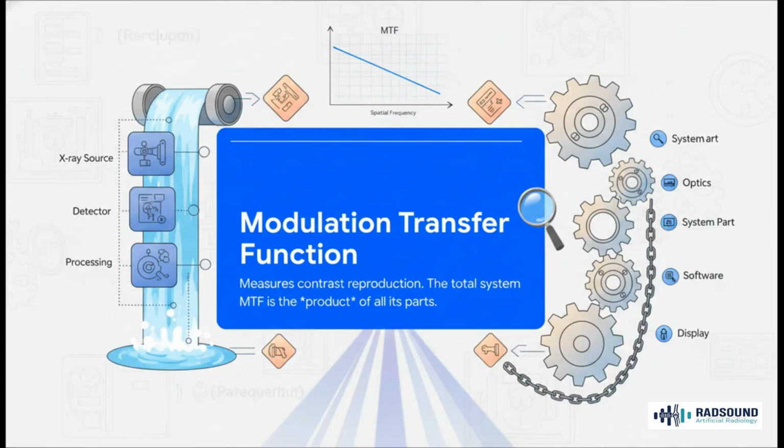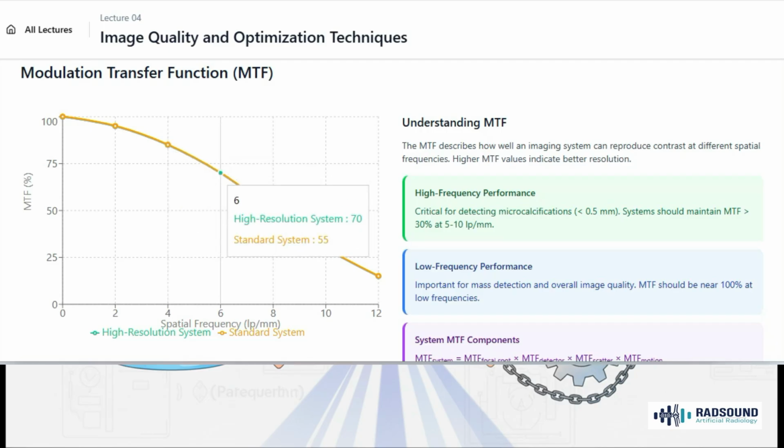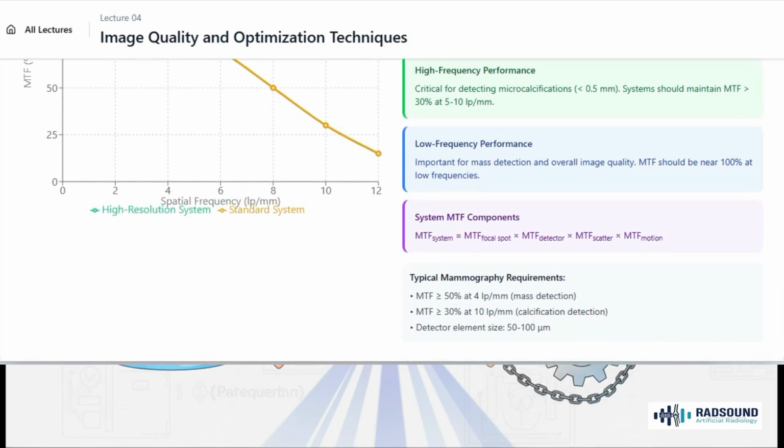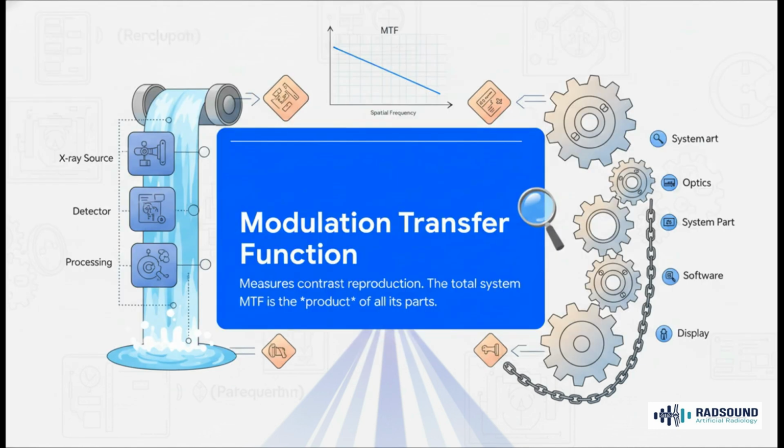So how do we actually measure this insane level of detail? Well, the gold standard is something called the modulation transfer function, or MTF. It's basically a score for how well each part of the system, the focal spot, the detector, reproduces the contrast of what it's imaging. But here's the absolute kicker. The total system MTF isn't an average. It's the product of all its parts. That means your imaging system is only as sharp as its weakest link. One bad component drags the whole thing down.